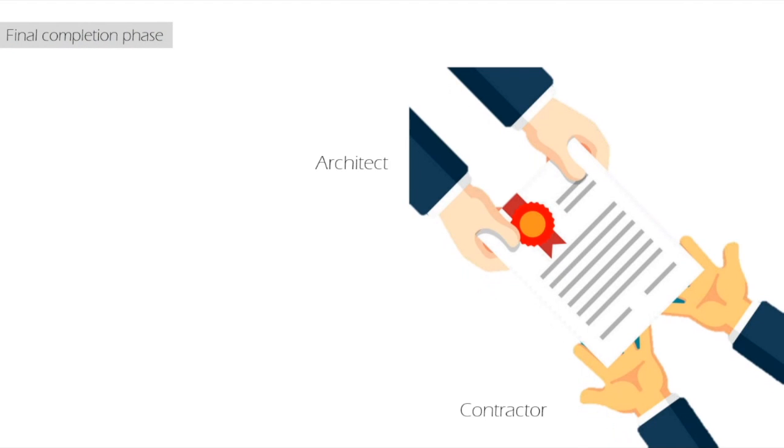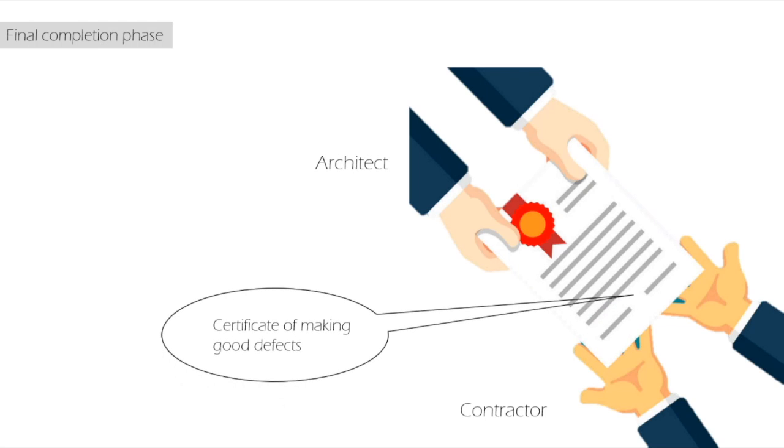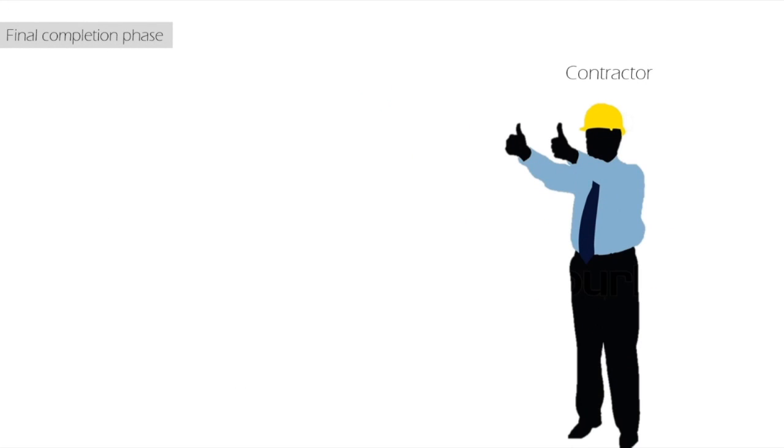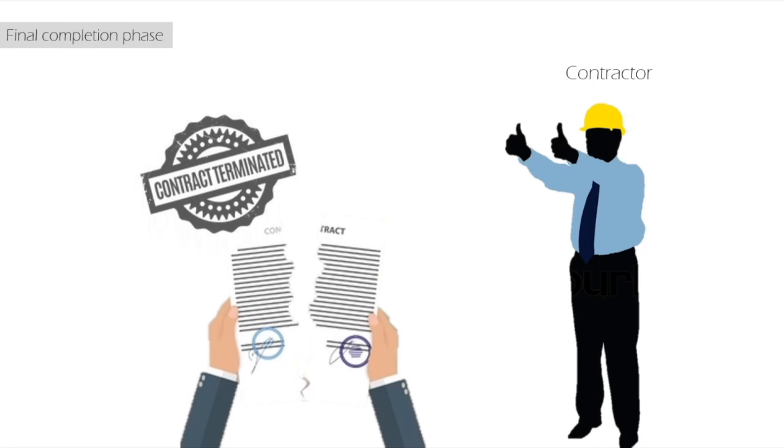When the architect thinks that all the defects have been made good, he will issue a certificate of making good defects to the contractor. This has the effect of releasing the remainder of any retention and brings about the issuing of the final certificates. Now, the contractor is legally released from the contract.